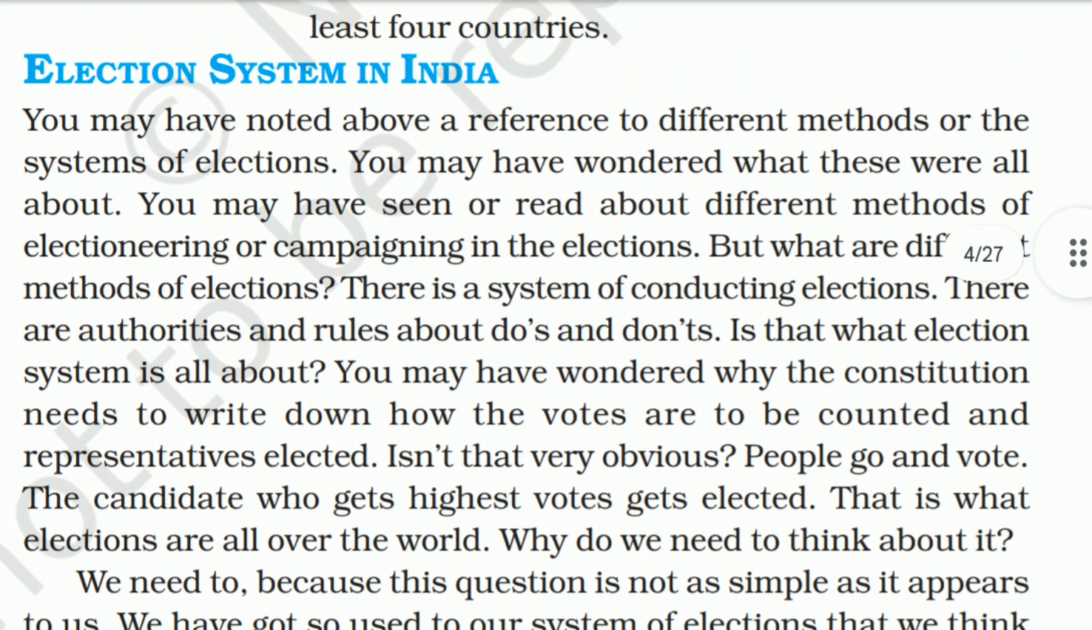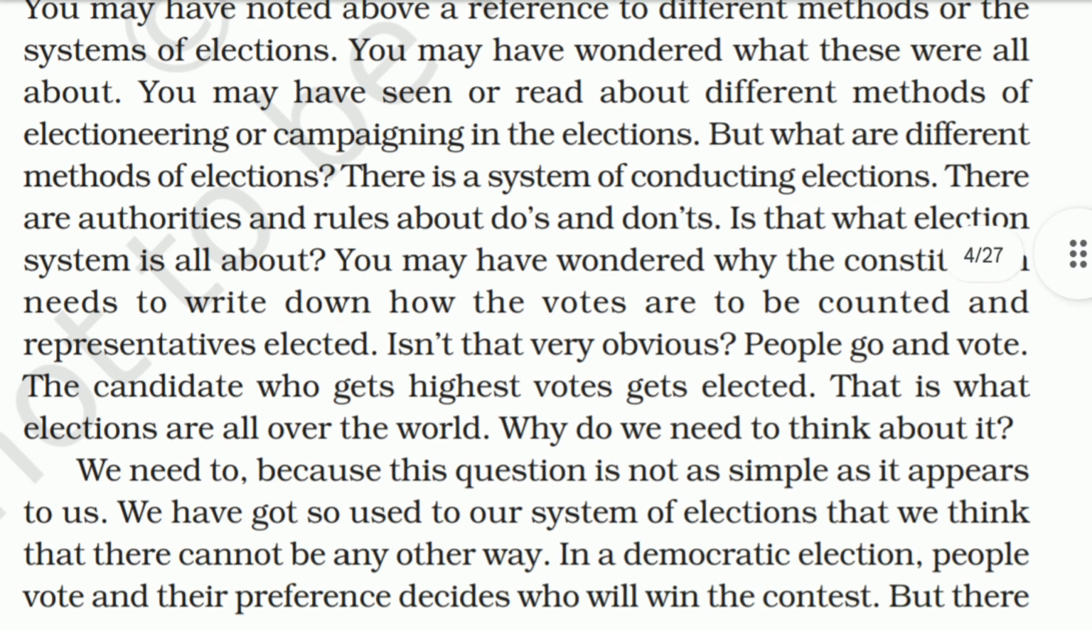Now, buddy, talking about election systems in India, you may have noted a reference to different methods or systems of elections. You may have wondered what these were all about. You may have seen or read about different methods of electioneering or campaigning in these elections. But what are the different methods of elections? There is a system of conducting elections. There are authorities and rules about do's and don'ts. Is that what an election system is all about?